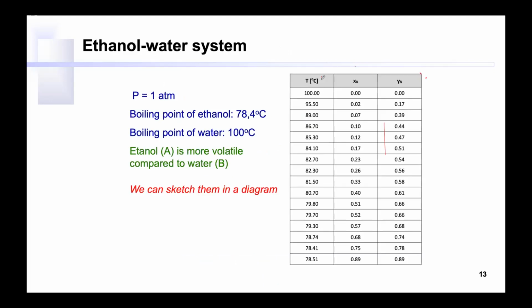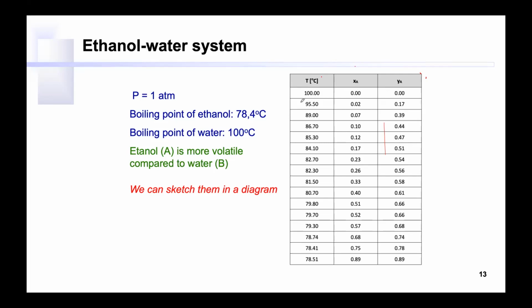Okay, so let's have a look. For example, this is the ethanol water system. Usually we may get the data. This is the temperature. At one temperature, there is X and also Y.